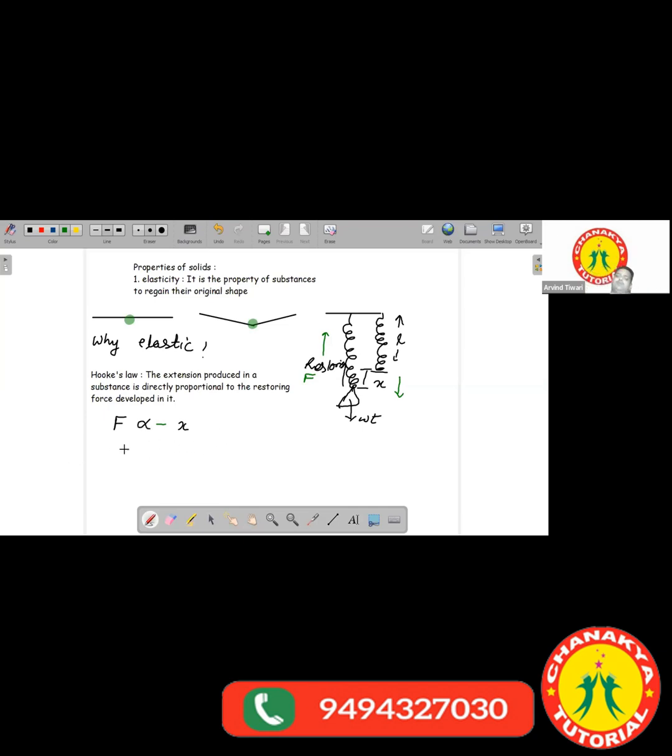If we remove the proportionality, we get F equals negative kx. Here the k which is there is called the force constant or spring constant.